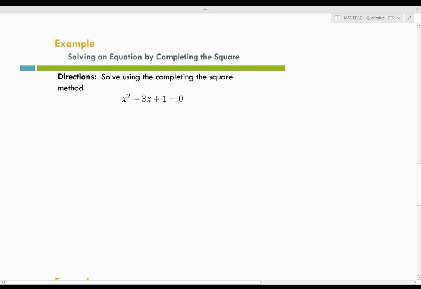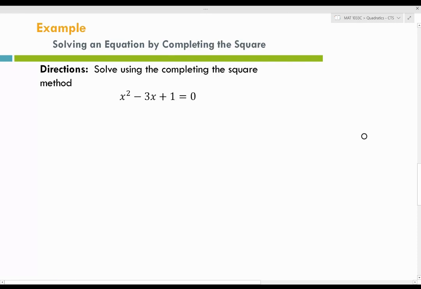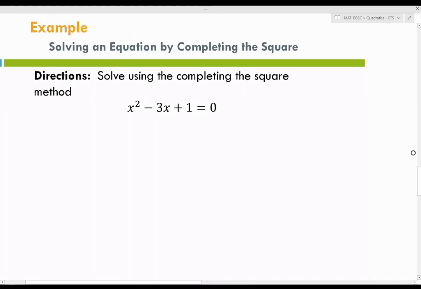All right, you guys, let's continue our discussion of solving quadratics by using completing the square. All right, let's look at this problem. It says solve using completing the square, and we have x squared minus 3x plus 1. All right, so the first thing I'm going to do is write our problem.